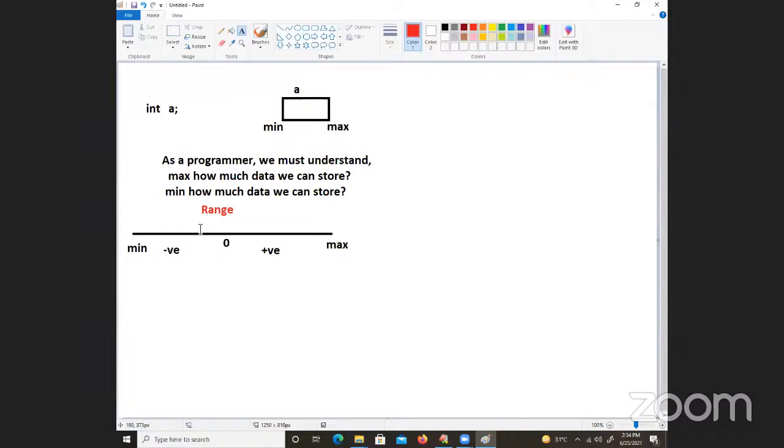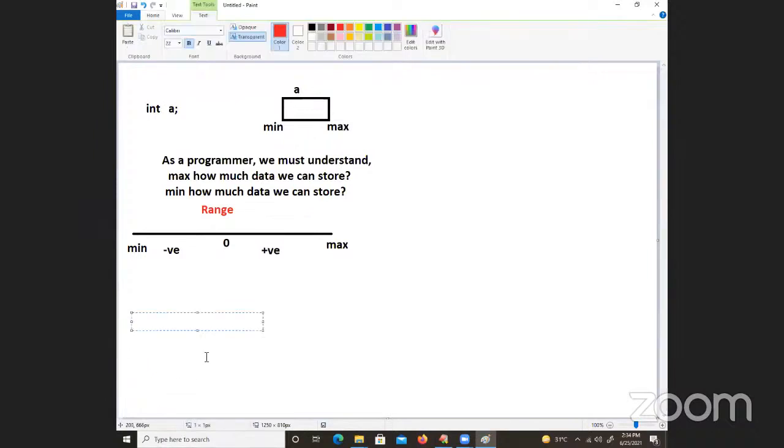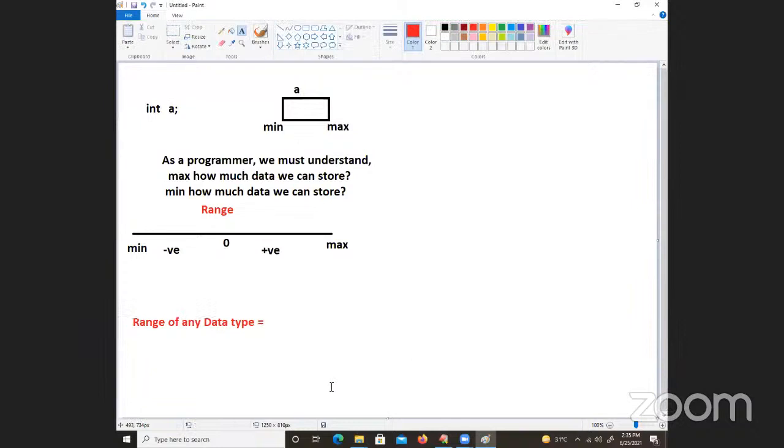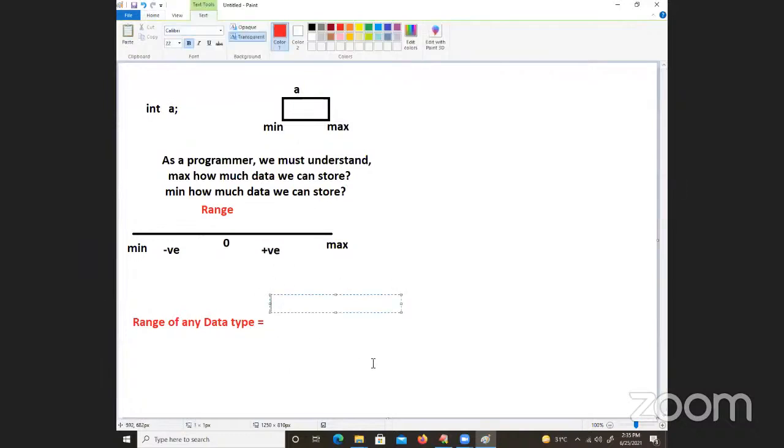To find the range, our computer scientists have given some type of formula. That formula I would like to write in front of you. See, range of any data type is equal to, I am telling the formula which is a universal formula helping you. Any language you learn, my formula will work. Even if you learn Java, this formula is compulsory. That's why in C programming we must learn these things perfectly. Range of any data type is equal to, I will write one important statement, try to follow.